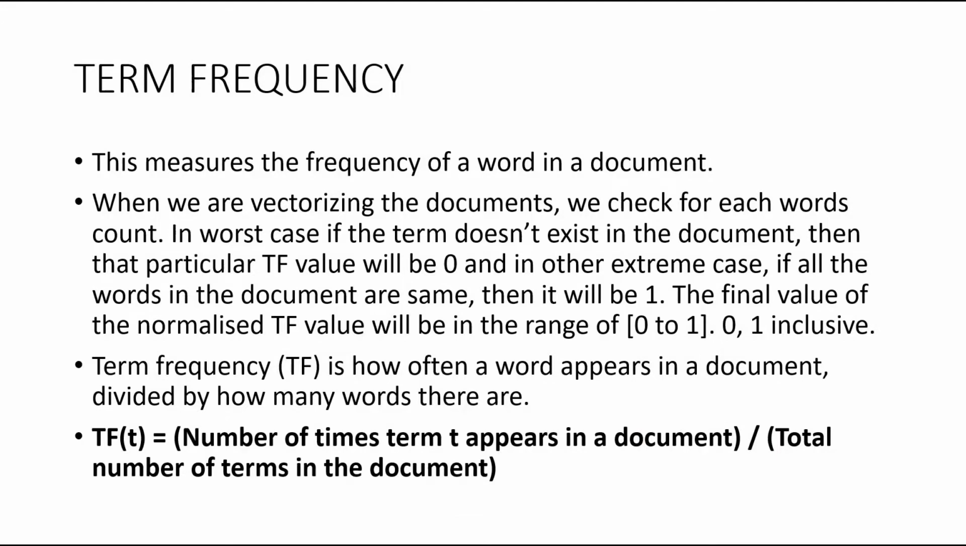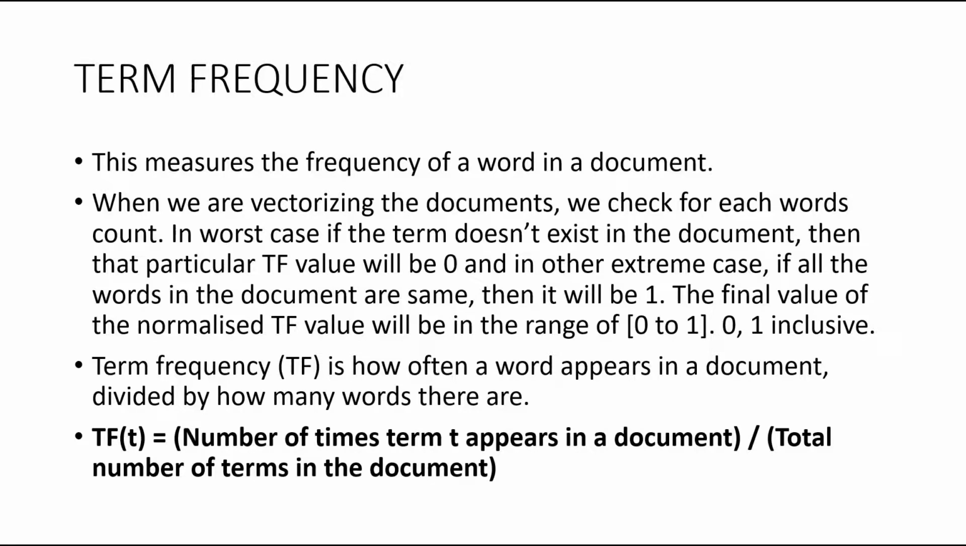Now, term frequency TF is how often a word appears. In the simplest way, term frequency is how often a word appears in a document divided by how many words there are. The formula for term frequency is the number of times term or word T appears in the document, the whole divided by the total number of terms in the document.